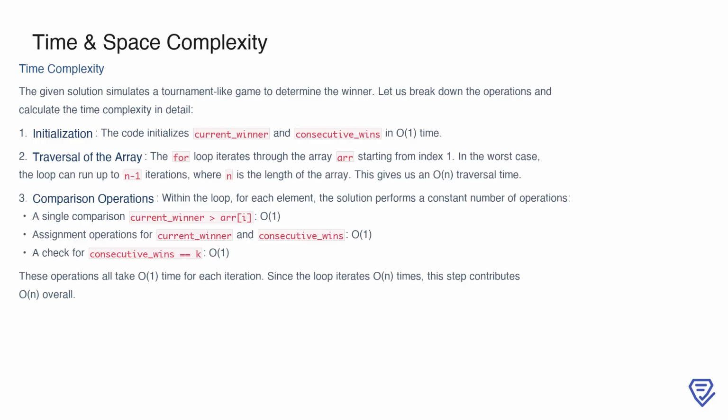In the worst-case scenario, this loop will iterate n times, where n is the size of the array. As a result, the traversal contributes n to the time complexity. Inside the loop, for each element, we perform a constant number of operations: a comparison to check if the current element is smaller or larger than current_winner, followed by assignment operations and a check for whether the consecutive win condition is met. Each of these operations takes O(1) time per iteration, and since the loop runs O(n) times, these steps together contribute O(n) as well. This means that the operations inside the loop are linear in nature.